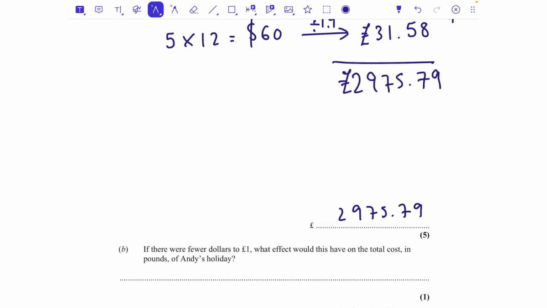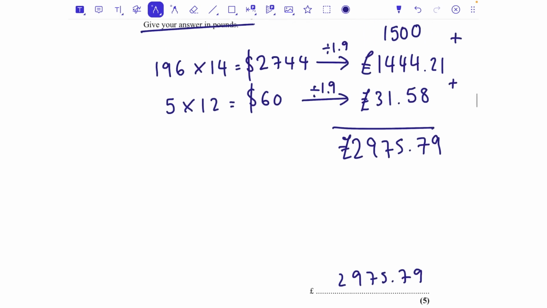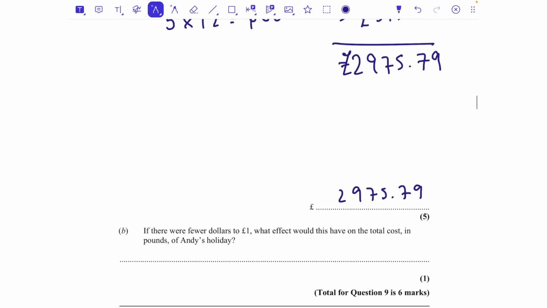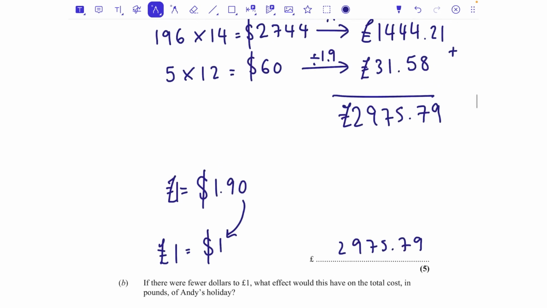If there were fewer dollars to a pound, what effect would this have on the total cost in pounds of Andy's holiday? Okay, so I find this quite difficult to visualise without doing an example. So if there were fewer dollars to the pound, so let's say before a pound was $1.90. So they're saying, what if it was only $1 that you got? Then what would happen to the cost? So we're saying if we get less dollars for our pound, what effect does this have?